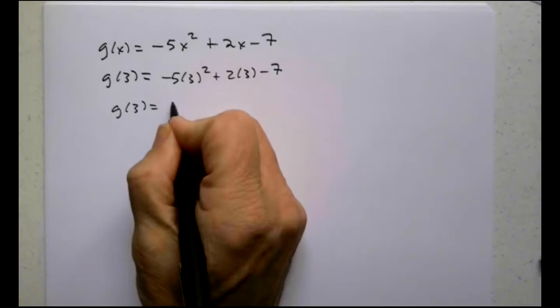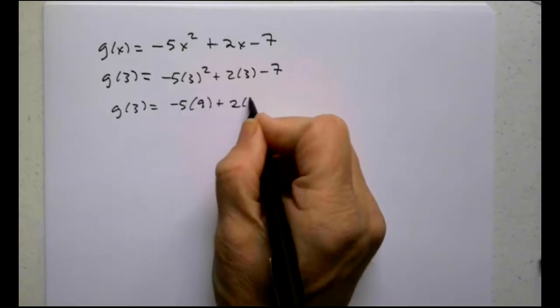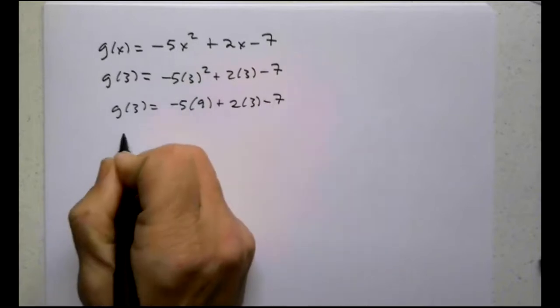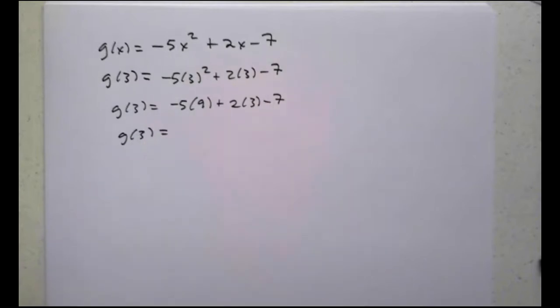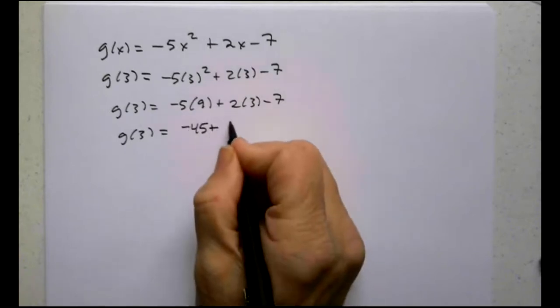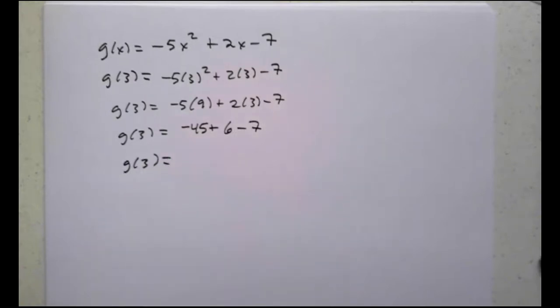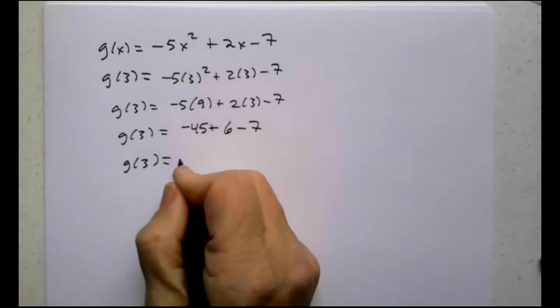So g of 3 is negative 5 times 3 squared, which is 9, plus 2 times 3 minus 7. Negative 5 times 9 is negative 45, plus 2 times 3 is 6, minus 7. So we get g of 3 is negative 45 plus 6 minus 7, which gives me negative 46.